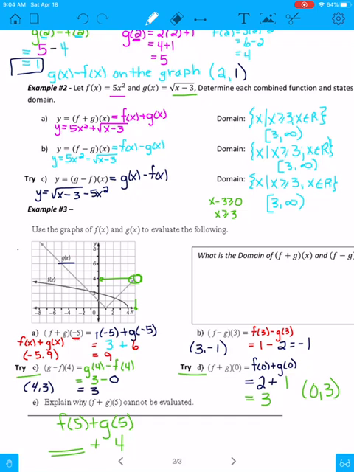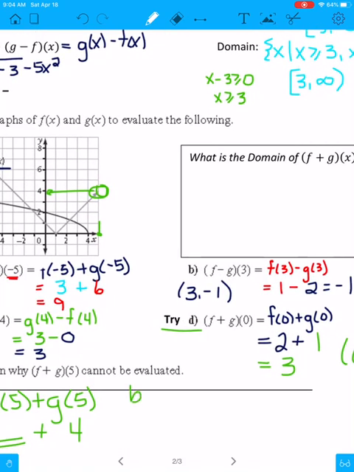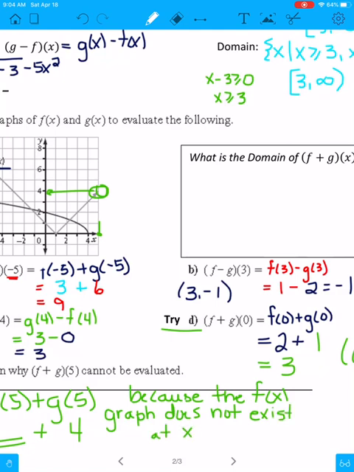So explain why f plus g of 5 cannot be evaluated. Because the f of x graph does not exist at x equals 5. Or you could say the domain of f of x is x less than or equal to 4. That would work as well. So that would be another reason.